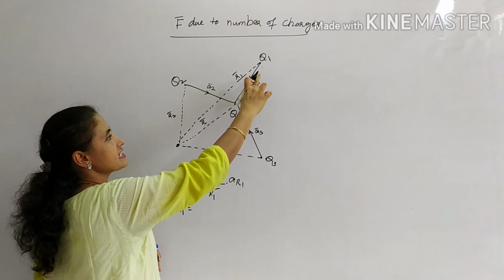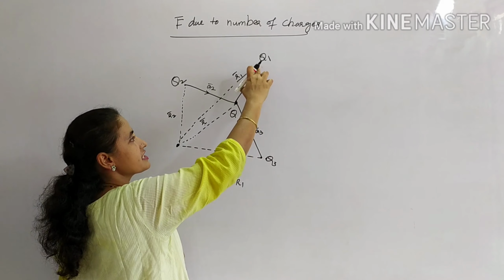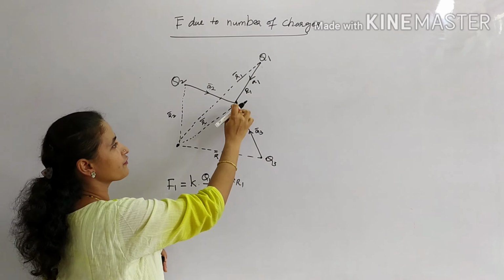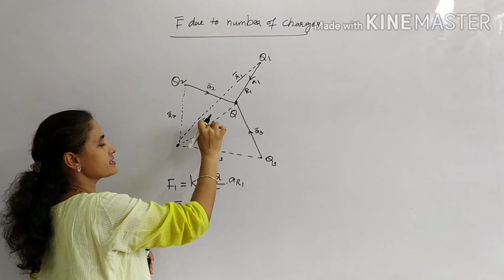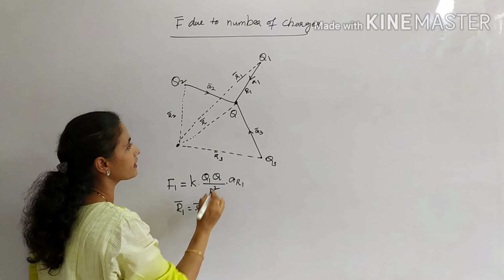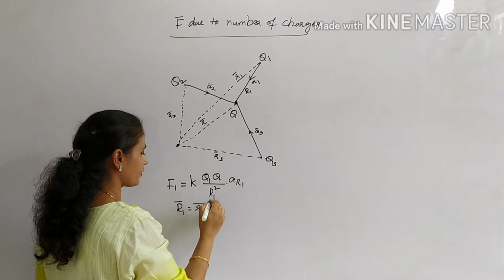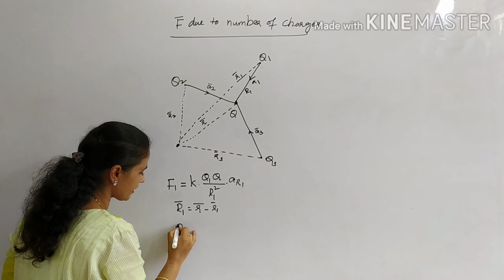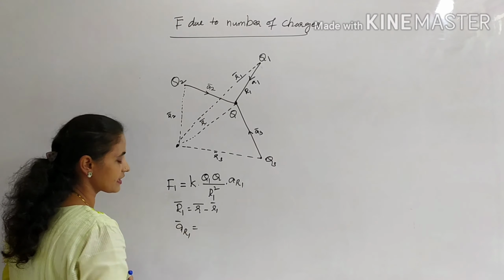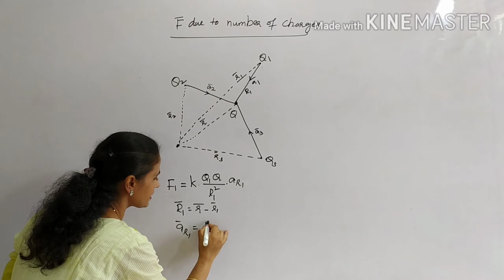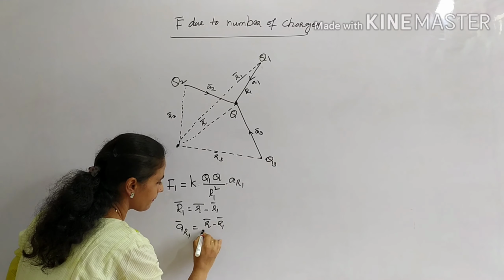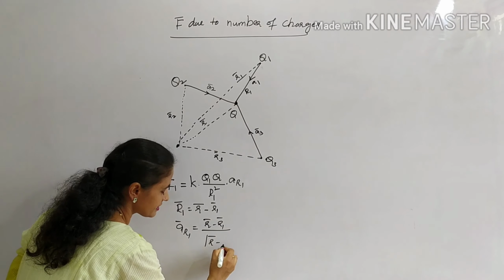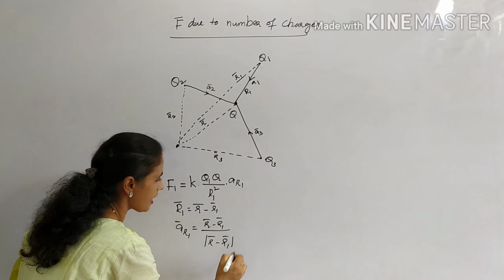Okay, the distance between these two charges, right? The distance from Q to Q1 is nothing but R minus R1 bar. From Q to Q1, Q1 is at a distance of R1 bar. Now, what is the unit vector AR1? AR1 is given by the distance vector, R minus R1, divided by the magnitude of the distance vector, magnitude of R minus R1 bar.